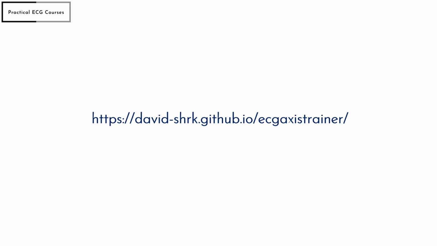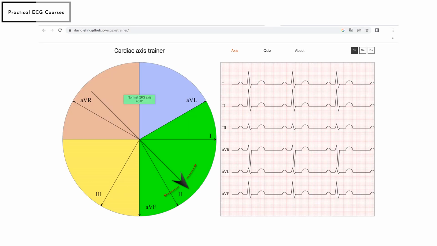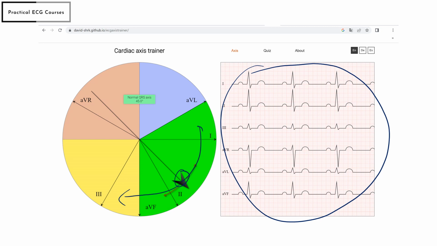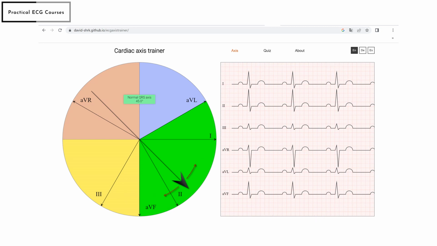This is a very good free resource which you can use to practice axis calculation. If you go to the link, you will see this hexaxial reference system on one side and the ECG on the other side. This arrow, you can actually drag it to either side, and as you do that, the ECG will change appropriately. In addition to this, you do have a quiz, and this arrow will show you what the degree is.